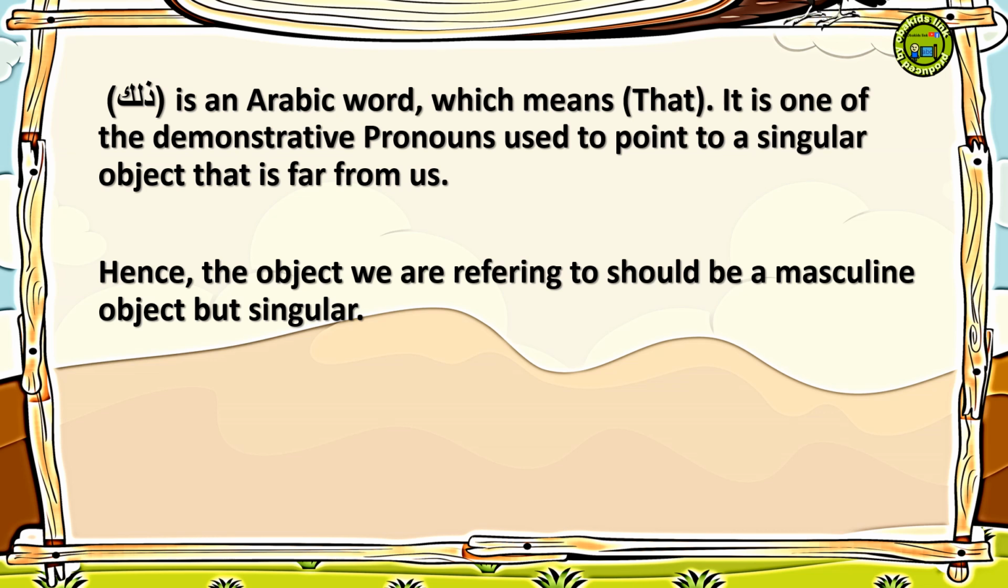Zalika is an Arabic word which means that. It is one of the demonstrative pronouns used to point to a singular object that is far from us. Hence, the object we are referring to should be a masculine object, but singular.